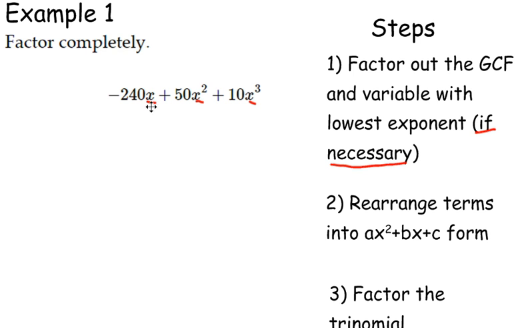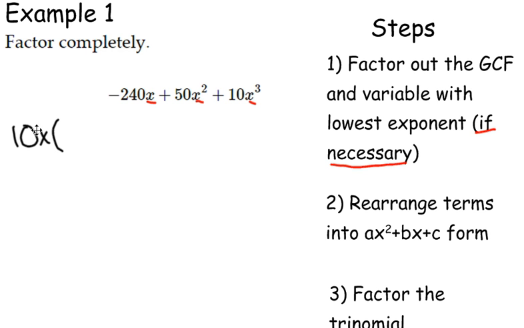All right, so first, take out the GCF. So what's the GCF of negative 240, 50, and 10? Well, we could factor out a 10, because we know 10 goes into 10, 10 goes into 50, and 10 goes into negative 240, and that's the greatest number that goes into all of these numbers. So now we have to also factor out the variable with the lowest exponent, and that will be x. So we're going to factor out 10x. Open parentheses.